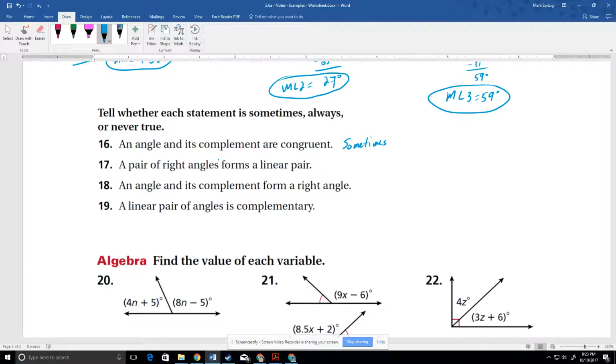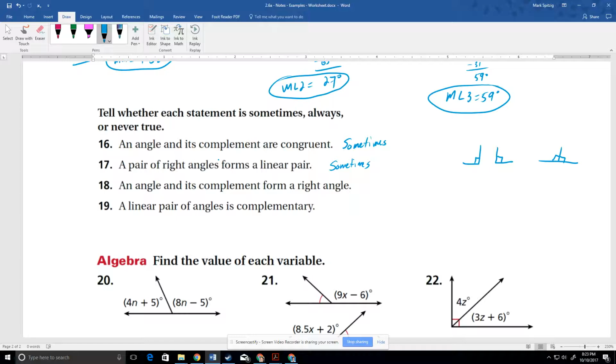A pair of right angles forms a linear pair. That would be true. Actually, that's only sometimes true. We know that a pair of right angles will always be supplementary because they're always going to add to 180. But a pair of right angles don't have to necessarily be connected. If they're not connected, they can't be a linear pair. Even though they're supplementary, they're not a linear pair unless they're adjacent. So we'd say sometimes. Of course, they can be or they cannot be. So if you have one example of each, it's sometimes.